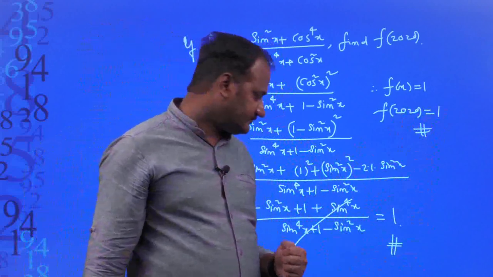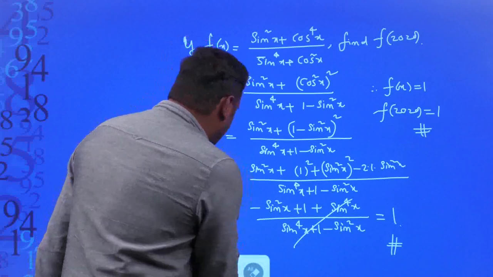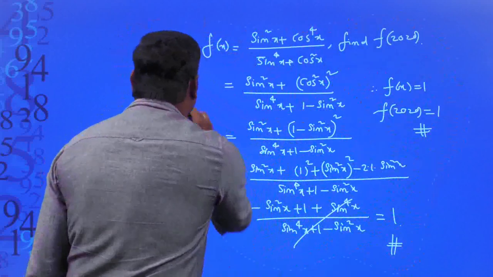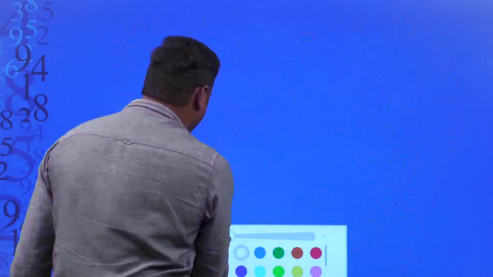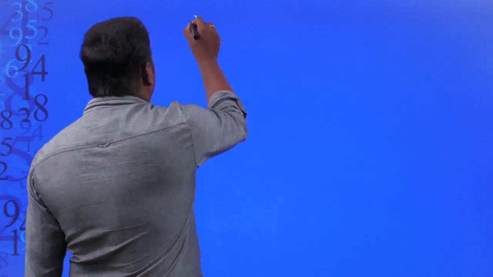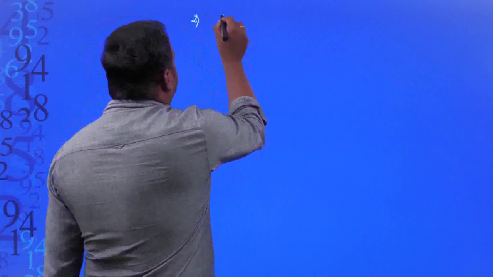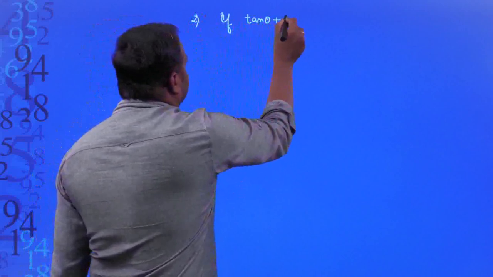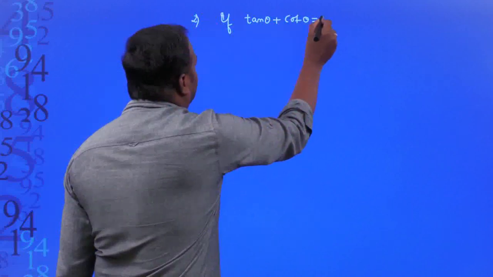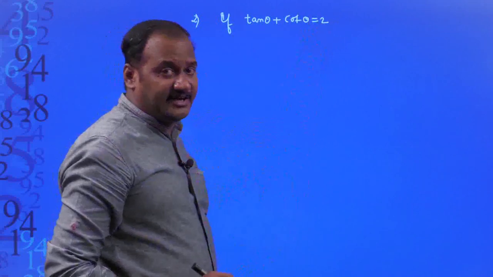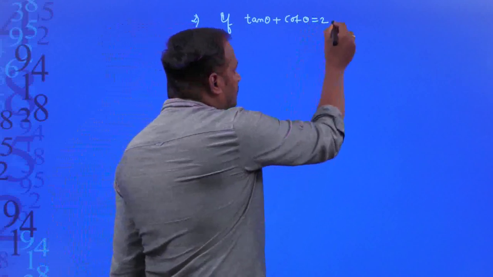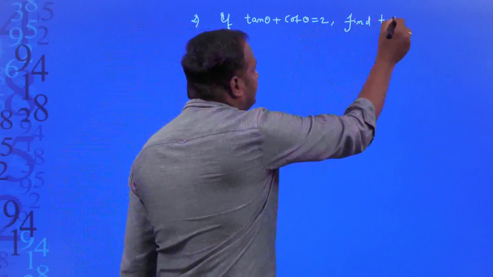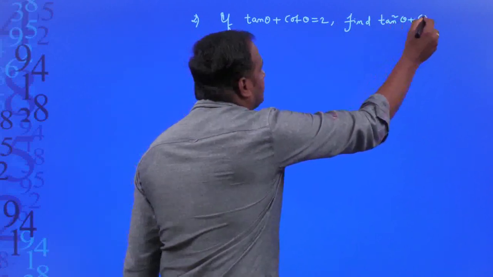Hope you understand, right? So, we will move on to one more example, that is example 2. If tan theta plus cot theta is equal to 2, find the value of tan square theta plus cot square theta.